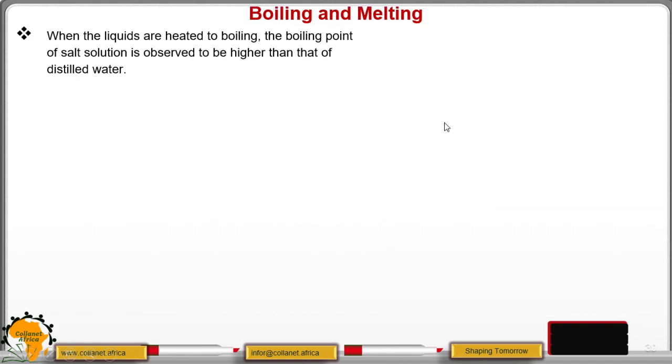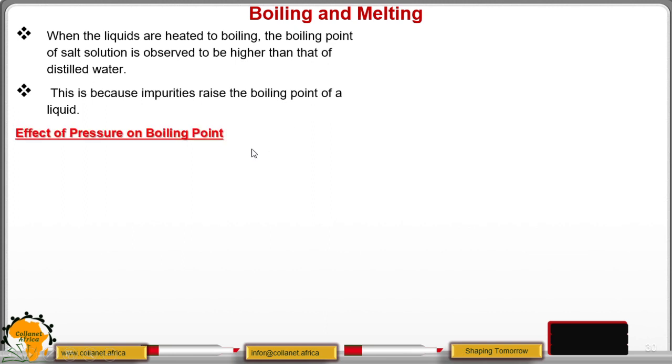And we have this as our explanation. When the liquids are heated to boiling, the boiling point of the salt solution is observed to be higher than that of distilled water. This is because when you put in salt, that is an impurity, and therefore impurities raise the boiling point of that liquid.